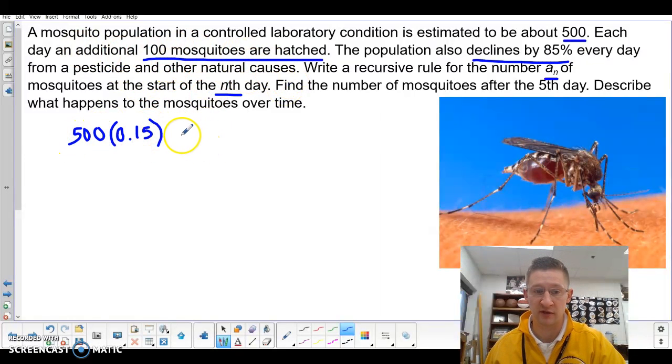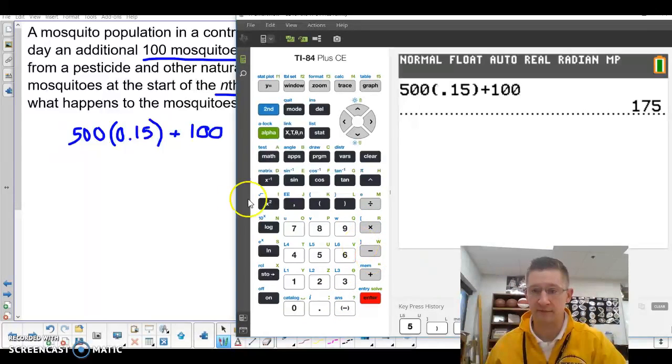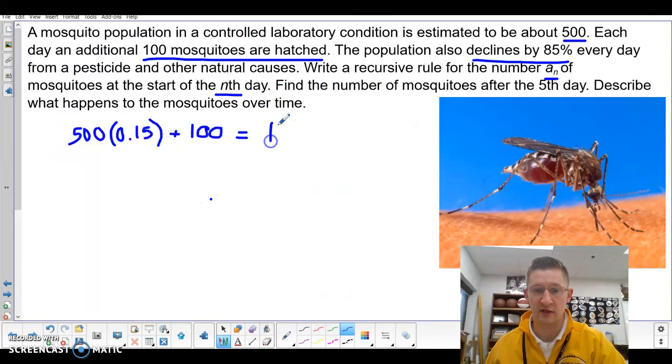So after we kill a bunch of them, well, the ones that are left have babies, and now there's all of a sudden 100 more mosquitoes that have been hatched. So if I wanted to find how many mosquitoes there were the next day, that's what I'd be doing. I'd be taking 500 times 0.15 plus 100. So checking that out real quick, 500 times 0.15. And again, that's 15% of the number we started with. Then I'm going to add 100 to it. So I hit enter. I get 175. So that's the number of mosquitoes I'd have on day 2.